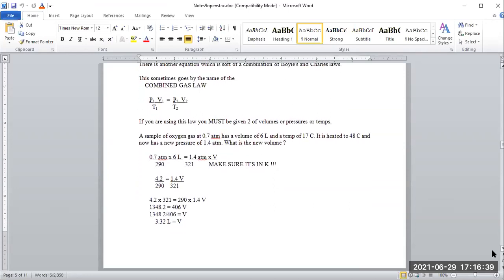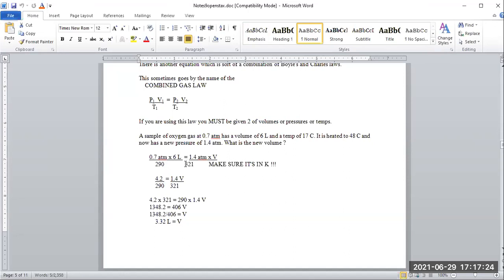So I started out with a sample of gas, and it has 7 atmospheres of pressure, a volume of 6 liters, and a temperature of 17 Celsius. Note, I'm going to have to change my unit for my temperature there. I've got 48 Celsius as my new temperature with a new pressure of 1.4 atmospheres. So the only thing that I am missing is basically V2.